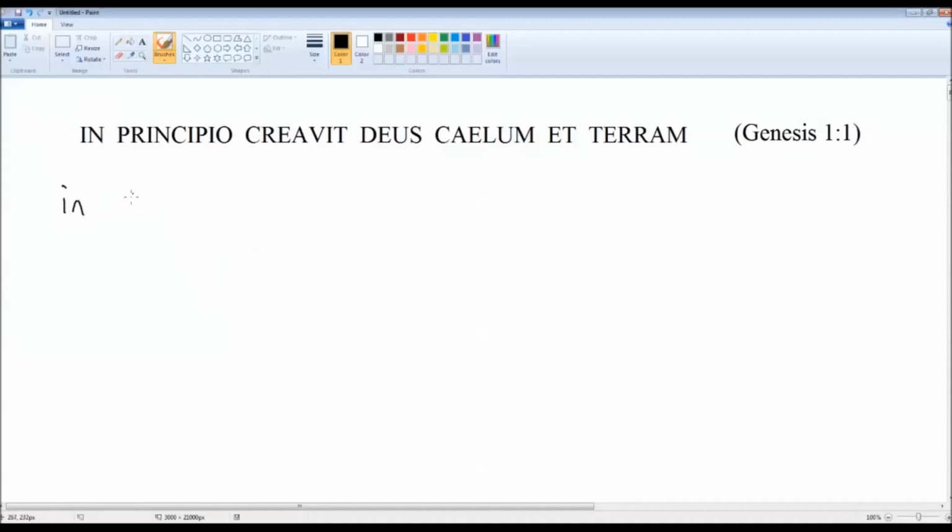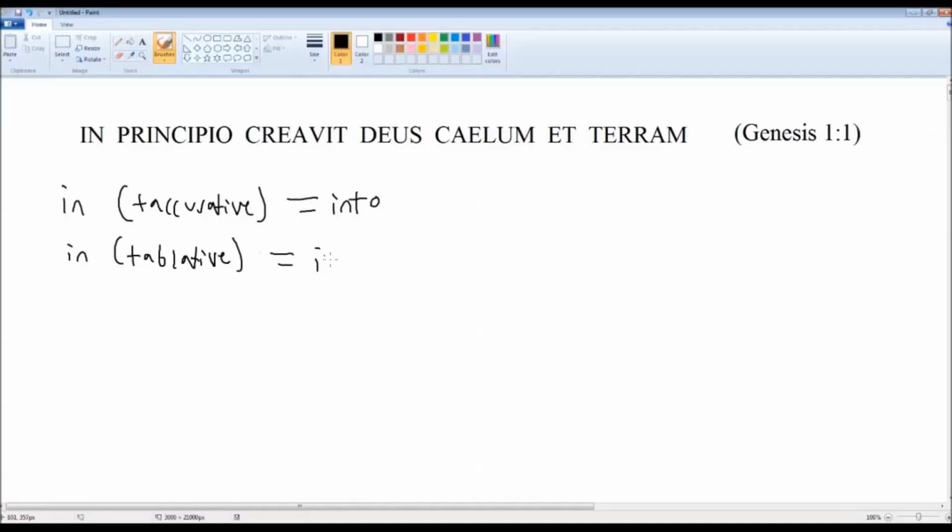The preposition in plus the accusative case has a different meaning from the preposition in plus the ablative case. Okay. So if you use the accusative case, that means into, like a man walks into the house. But if you use in plus the ablative case, it's just the normal in. Okay. So you're in the house.